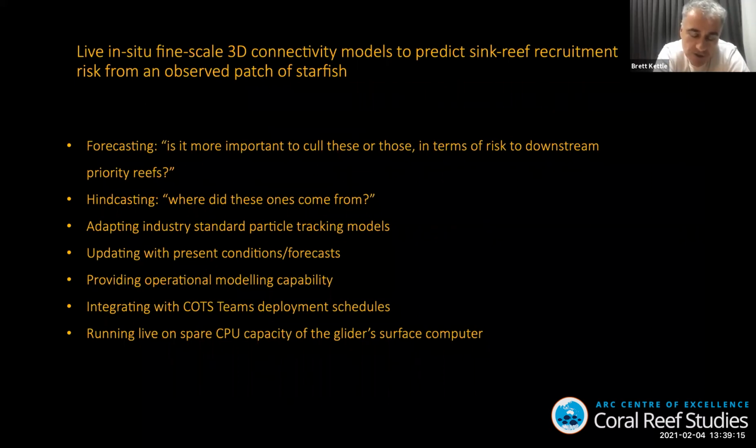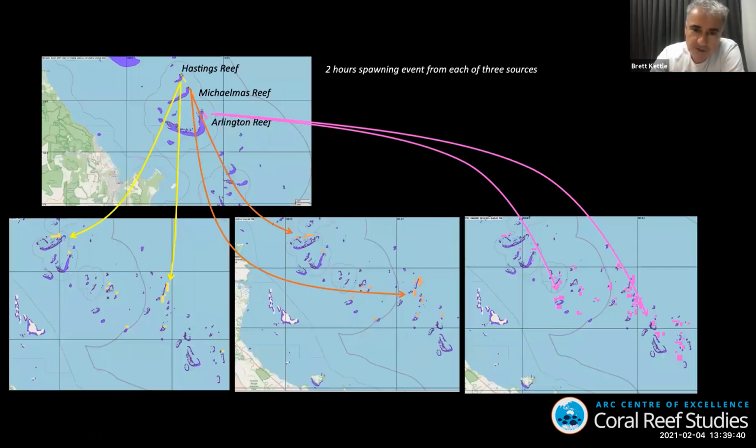And so there are plenty of people around who provide operational modelling capability to support these kinds of initiatives. And one of these emerging collaborations is with a group that's based here in Queensland that does this consistently. They've already done some work with me to look at how they integrate that in the spare CPU capacity of the glider, and make the results available live to people who are involved with decision-making processes.